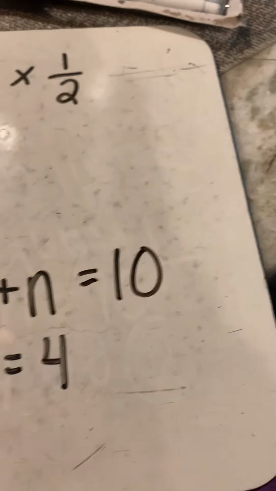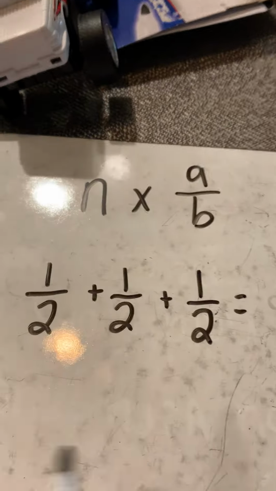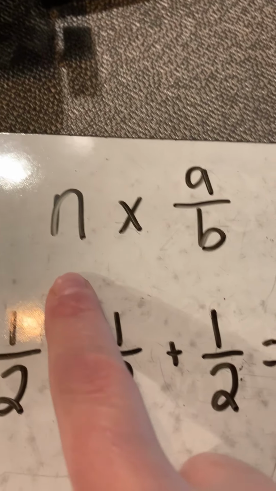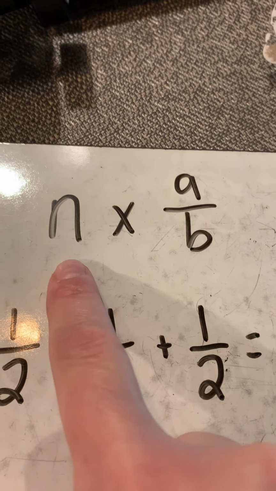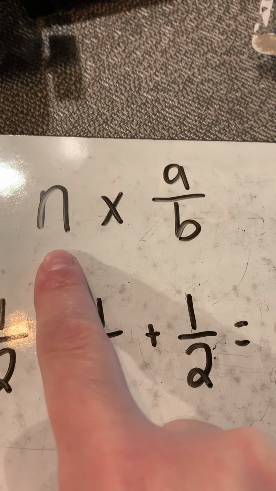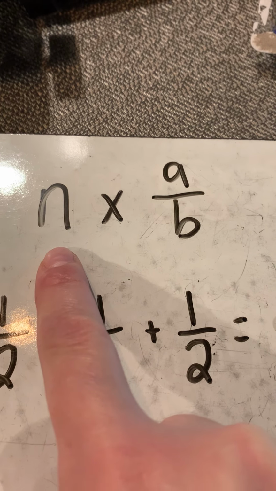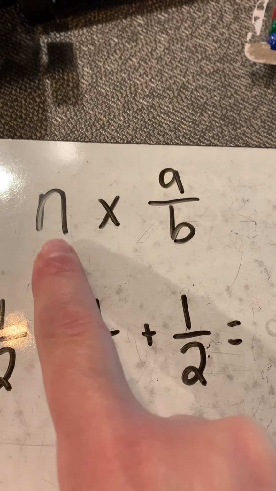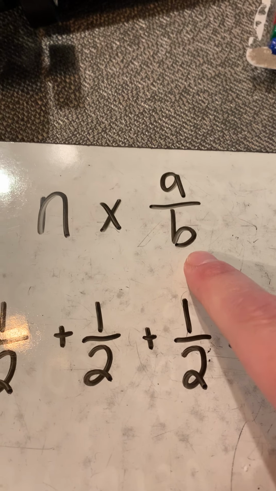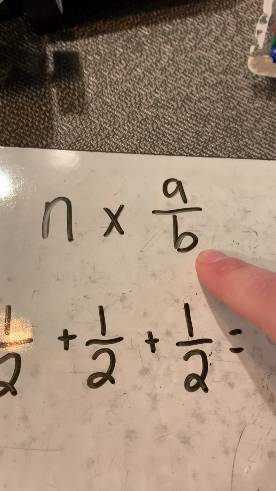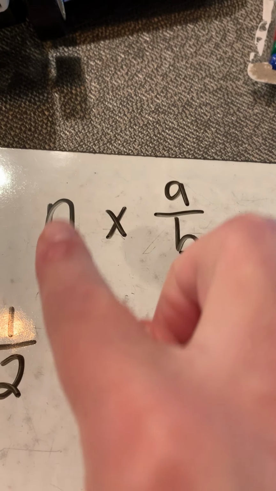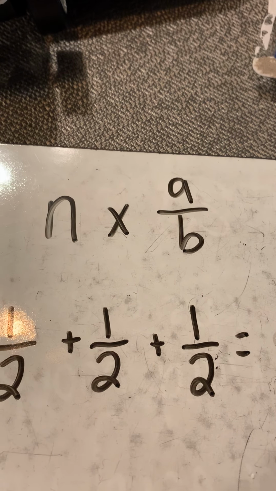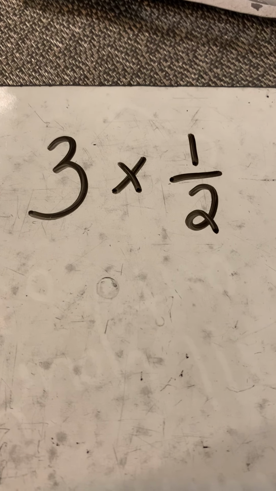All right. So let's look at what this whole n times a over b actually means. n is just representing a whole number. This could be any letter in the entire world: Q, R, S, A, whatever. So we're looking at a whole number represented by the letter n times a fraction, which is represented by a over b. Let's assign numbers to these letters, and I'm going to show you how it's not as scary as you might think. Here we go. Boom. 3 times 1/2.